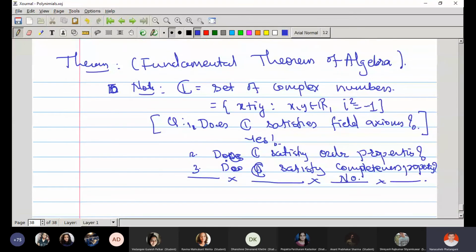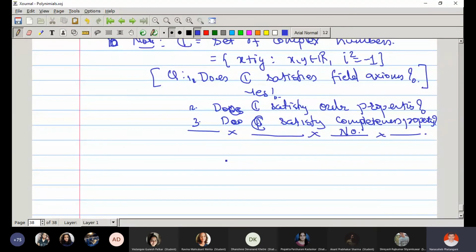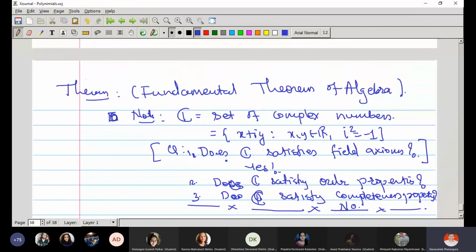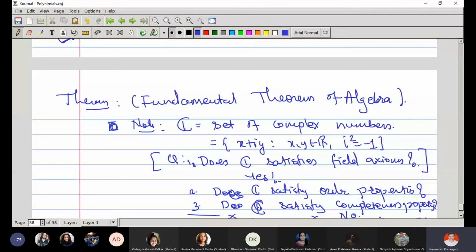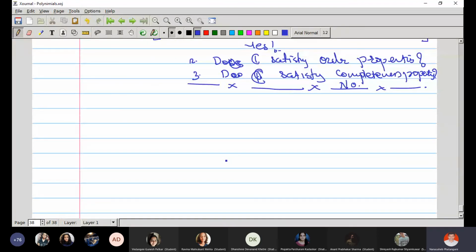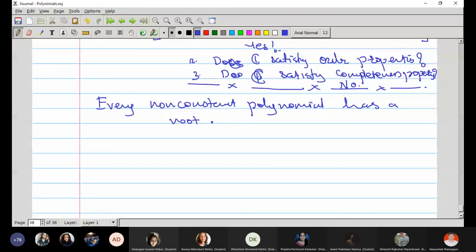From an algebra point of view, we are just interested in roots. And what is the fundamental theorem of algebra? Why is it called a fundamental theorem? Because this theorem has lots of applications in algebra. So the statement of the theorem is: every non-constant polynomial has a root in C, the set of complex numbers. So every non-constant polynomial has a root in the set of complex numbers.